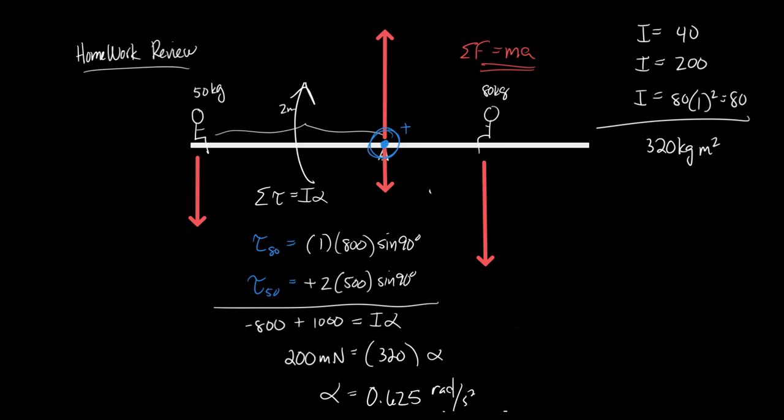So again, I'm going to try and figure out what the accelerations are. This guy is going to be 2 times 0.625, or 1.25 meters per second squared. And this guy is going to be 0.625 times 1, so his acceleration is 0.625 meters per second squared.